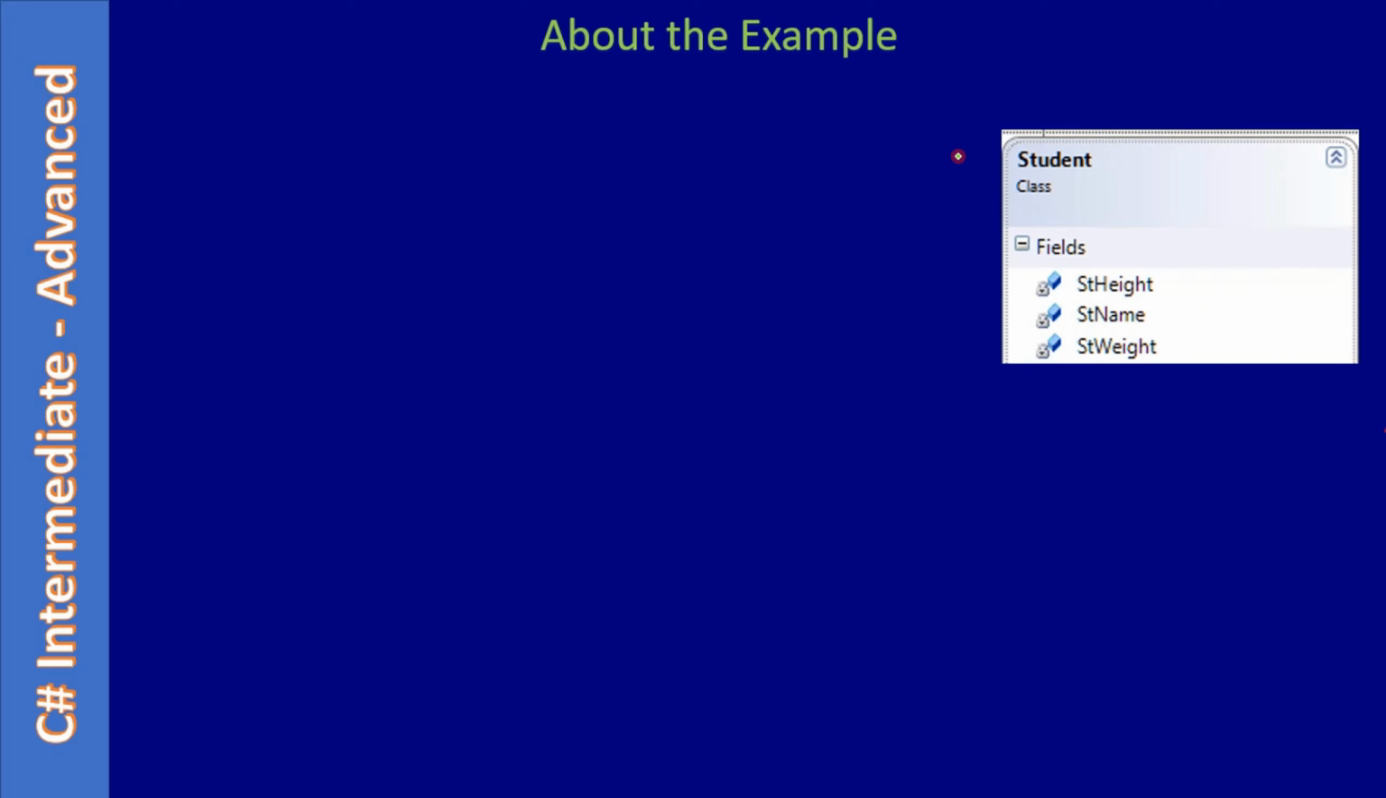Here, if you see, we first create a student class. This is the student class and it contains three members: student height, student name, and student weight. We will create an array list, and in that array list we will store multiple instances of this student class.